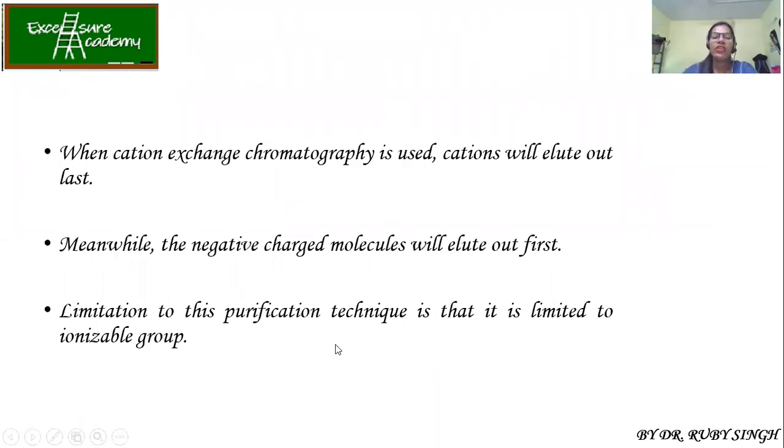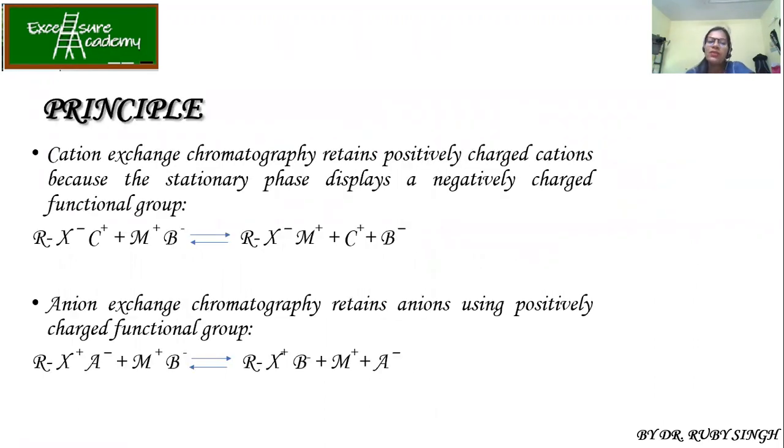A limitation of this purification technique is that it is limited to ionizable groups only. So if you want to purify your proteins based on size or affinity, then you cannot use this chromatography. In this case, only positively or negatively charged proteins can be separated. Now, what is the principle behind this? This is nothing but what has already been discussed.